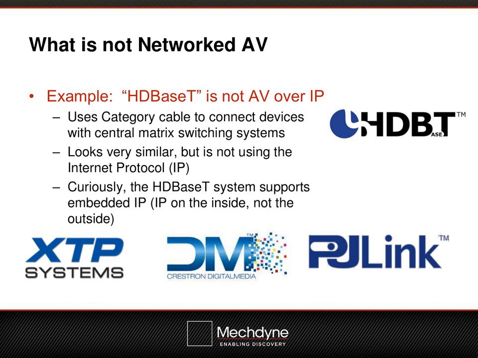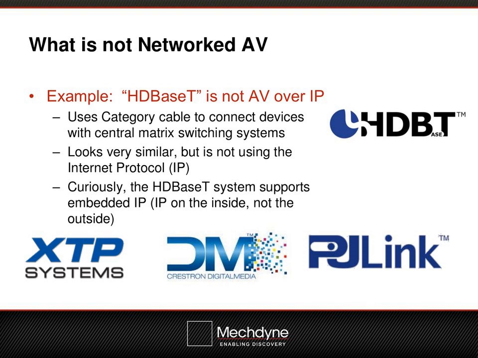So here's one example of technology that uses a category cable or a network type cable to transfer audiovisual information, but is not necessarily an IP network. HDBaseT is a very familiar technology. Basically, it has a lot of the similar look and feel of AV over IP, but if you were to try and connect an HDBaseT device to your network switch, A, it's not going to work, and B, you're likely to damage either the device or the network switch, so not advisable.